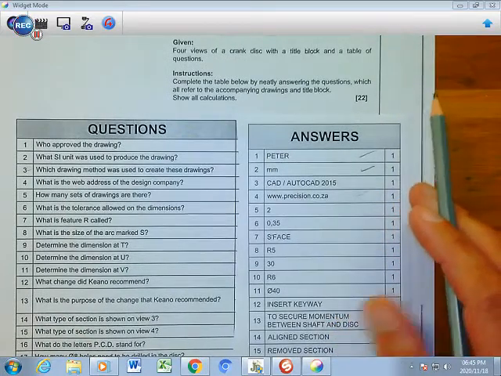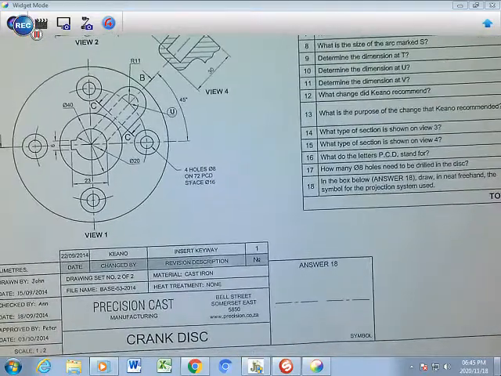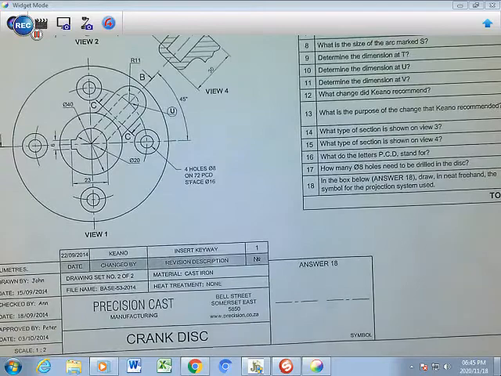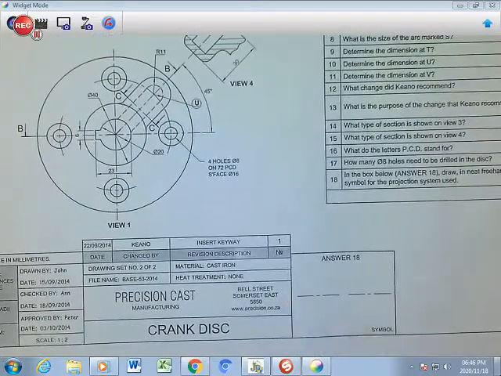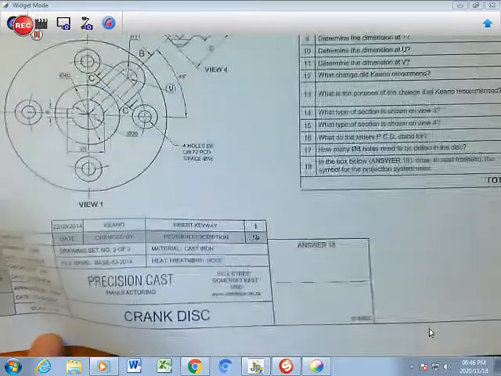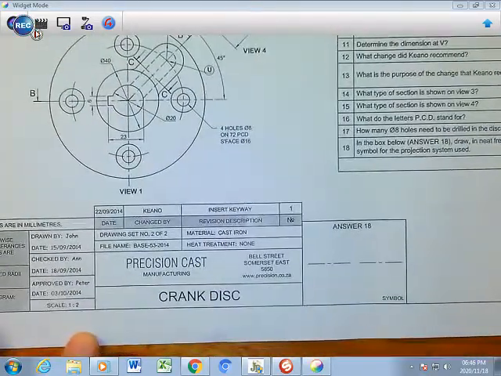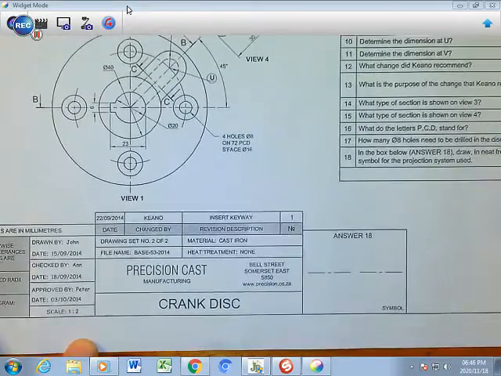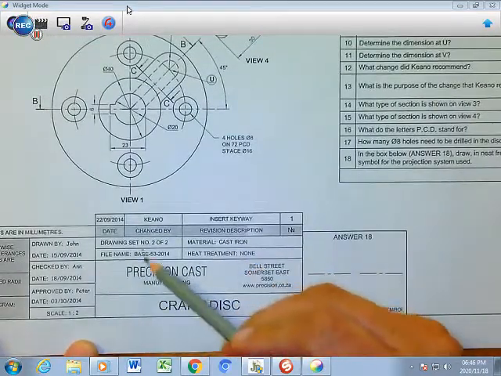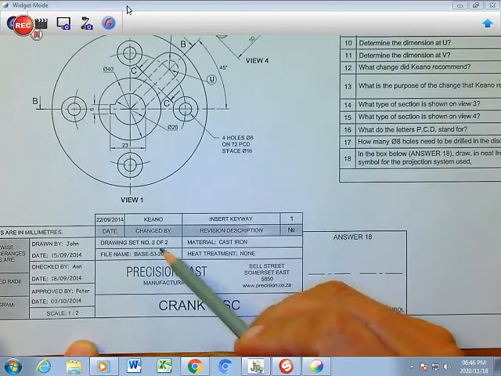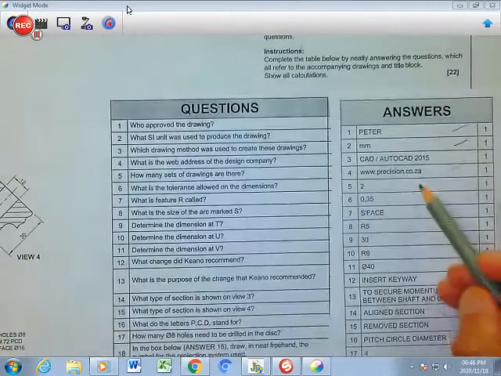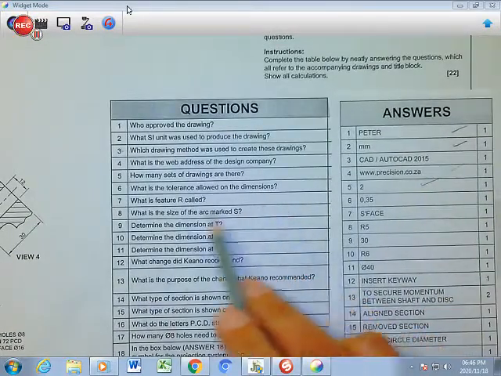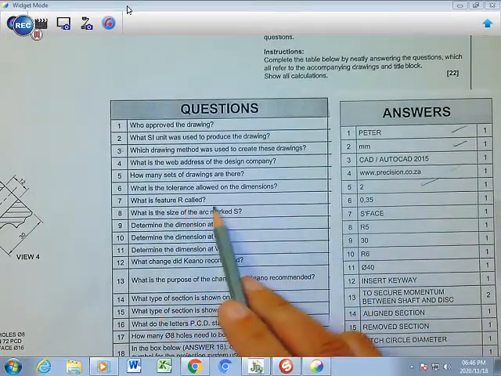How many sets of drawings are there, and how do you determine that? You will have to go to your title block over here, and you are going to find that information. Right in the space it tells you here, drawing sets 2 of 2. So there would be 2. That's the answer there. What is the feature at R called?